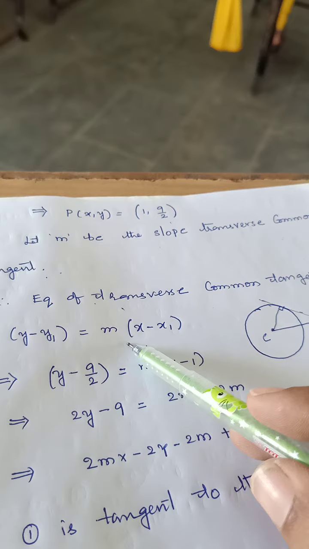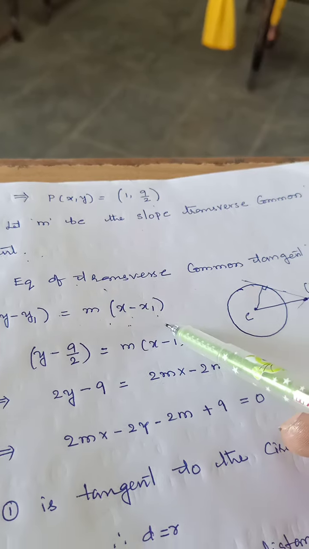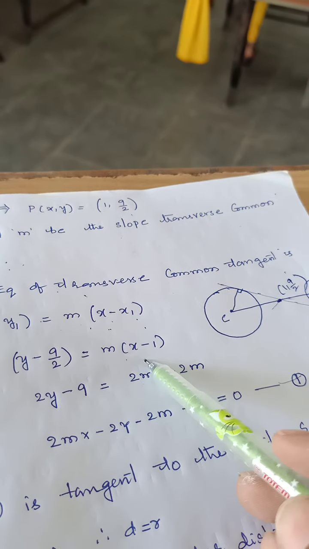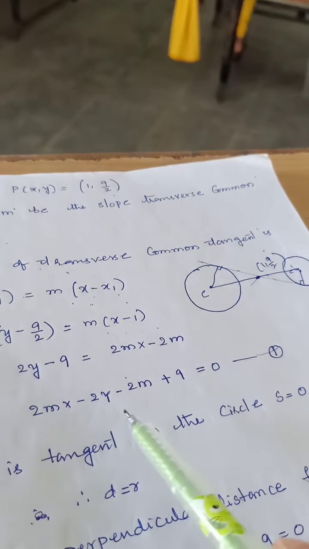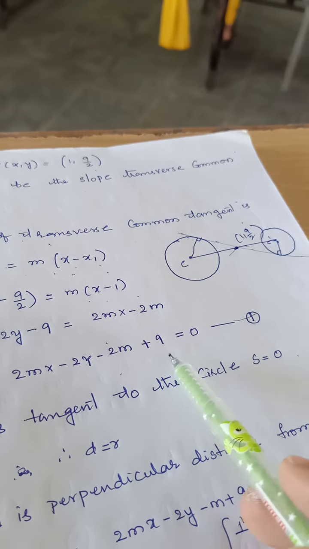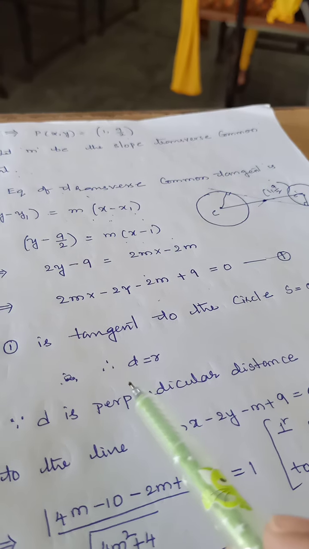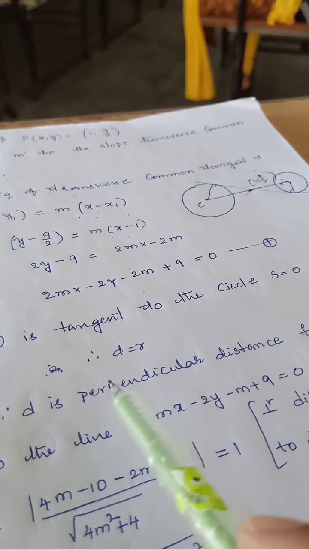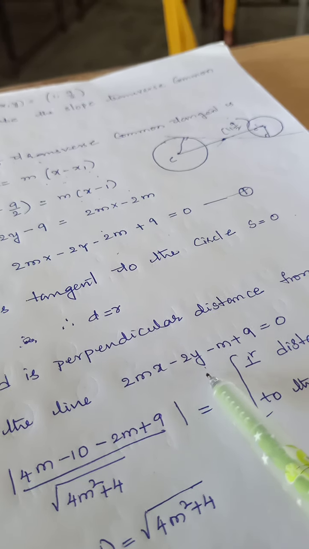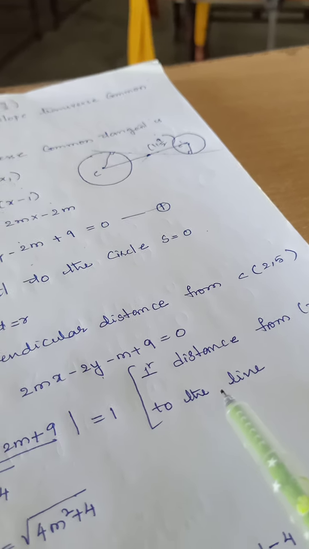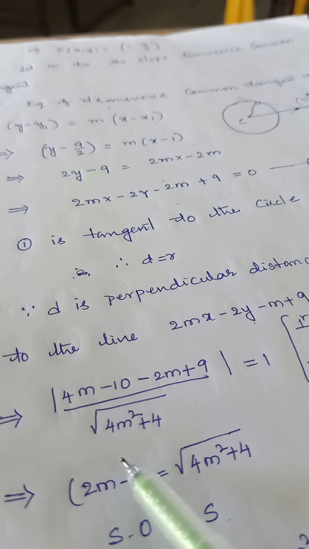With the help of the slope-point formula, y − y1 = m(x − x1). Substitute all the values and cross multiply. This is the equation of the tangent to the circle S = 0. Now, the distance from the center of the circle to the tangent is the perpendicular distance drawn from the center of the circle to the tangent. With this perpendicular distance formula, we can find the distance from the center to the tangent.